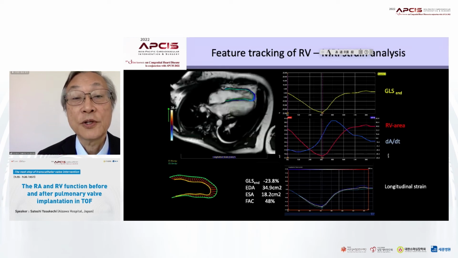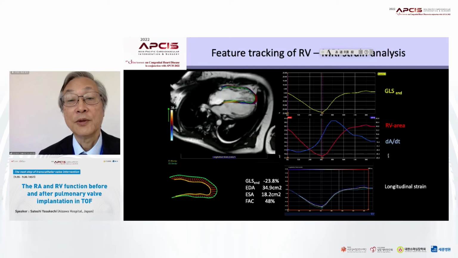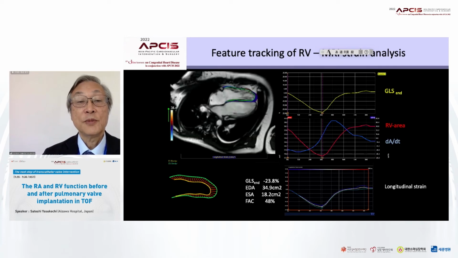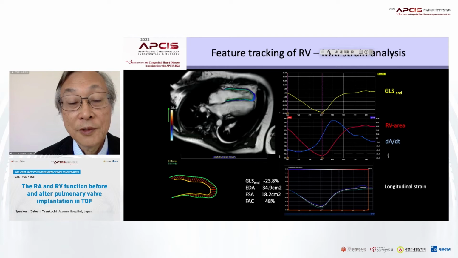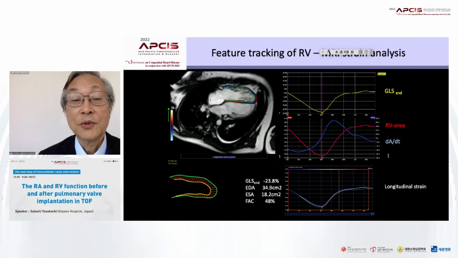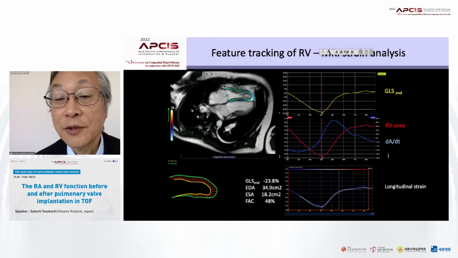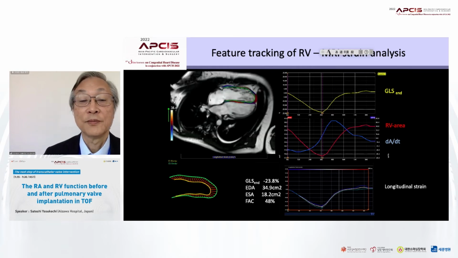This can be done by MRI too. This is feature tracking of the right ventricle by MRI. So this method can make more assessments, like global longitudinal strain as well as volume changes.